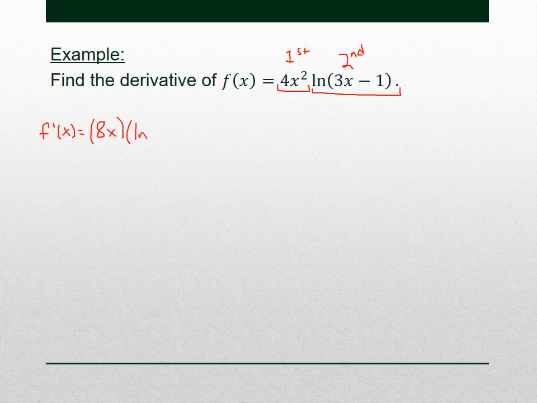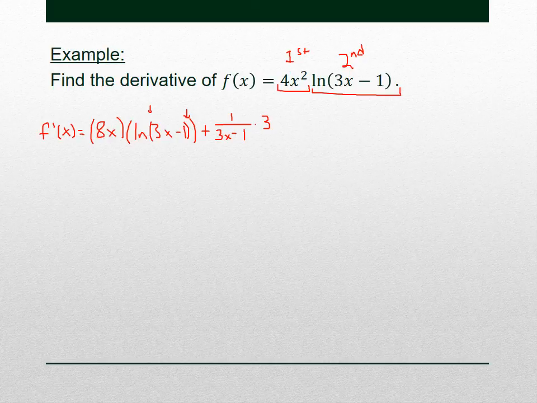And then we're going to copy down the second, leave it alone. So that's the natural log of 3x minus 1. Make sure you put these parentheses here. That tells me that all of the 3x minus 1 is inside of that natural log. So that's the derivative of the first times the second. And now we need to add the derivative of the second times the first. So the derivative of the second, remember the derivative of the natural log is 1 over x. So we do 1 over and then copy down everything on the inside because we're going to do a chain rule here. And then what's the derivative of the inside? We get a 3.